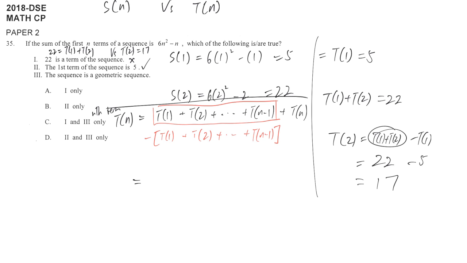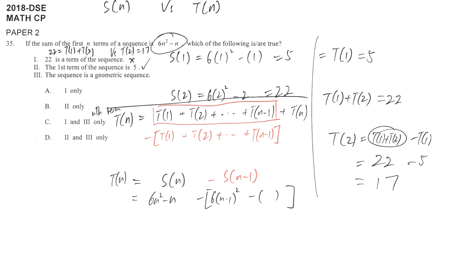In short, that means the first row is Sn, the sum of the first n terms. The second row is Sn minus 1. This is what we want to calculate. So that's why Tn is equal to 6n squared minus n, and then minus, we use this rule, this one. It's 6 bracket something squared minus something, and minus 1. Handle this part very carefully.